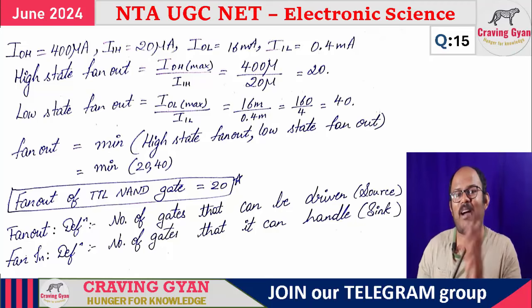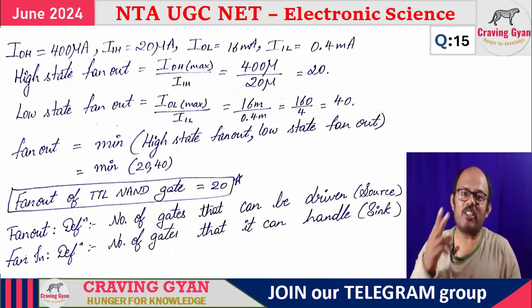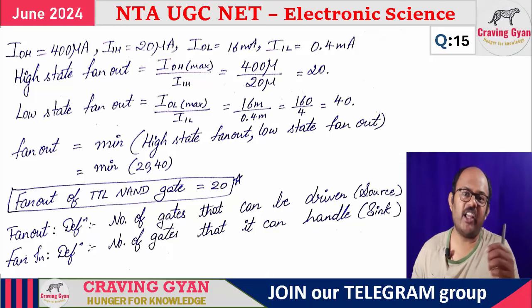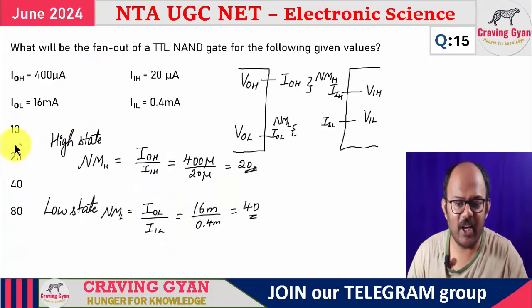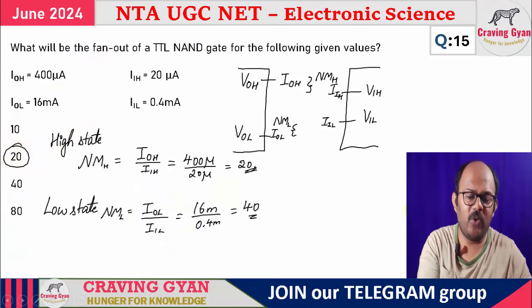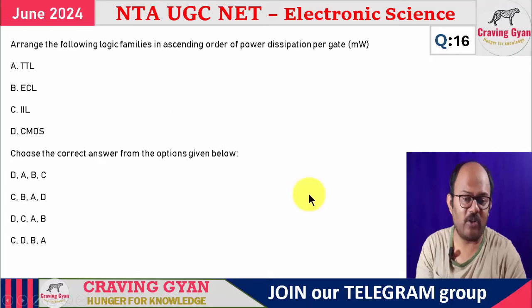What is the noise margin in this circuit? One value is 20 and the second value is 40. Out of this, you're going to take the minimum one, so it is 20. Option 2 is going to follow.